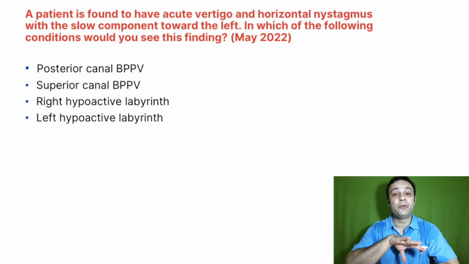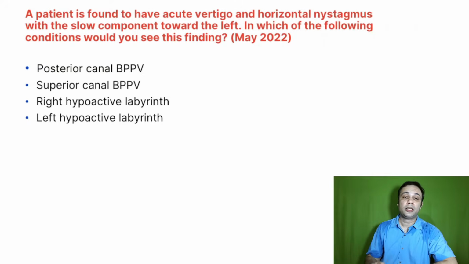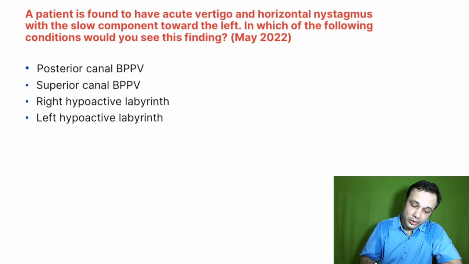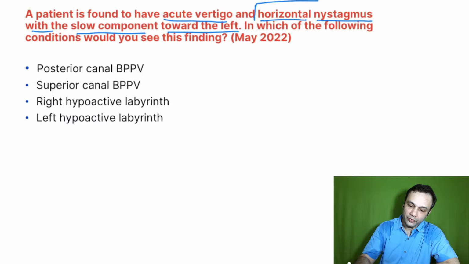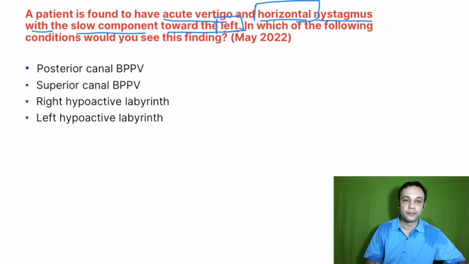Okay, going into the vestibular system now. Okay, so you have a little more of vestibular system. So what do you have here? A patient was found to have acute vertigo associated with horizontal nystagmus with slow component towards the left. In which of the following conditions would you see this finding? Keywords here: horizontal and towards which side the nystagmus is.